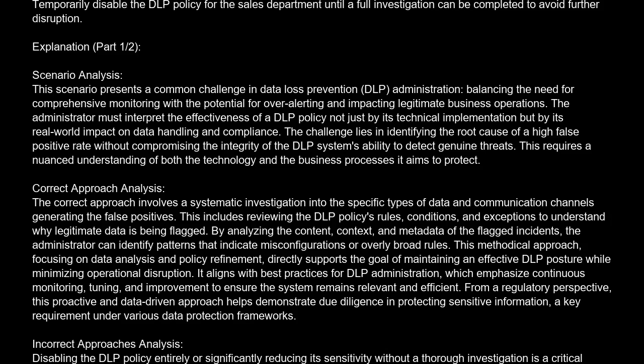The correct answer is D. Temporarily disable the DLP policy for the sales department until a full investigation can be completed to avoid further disruption.